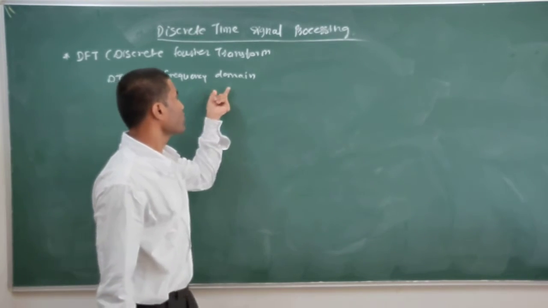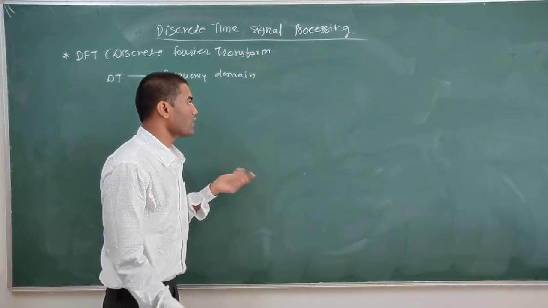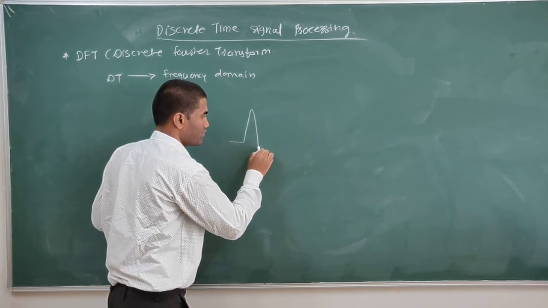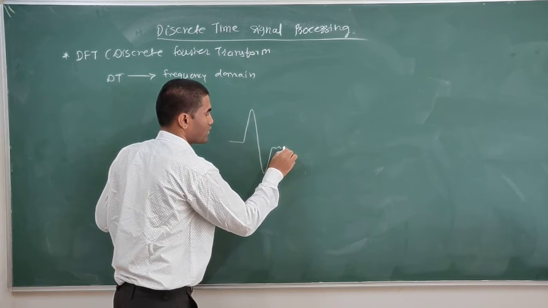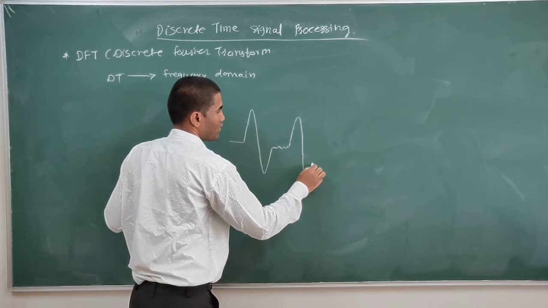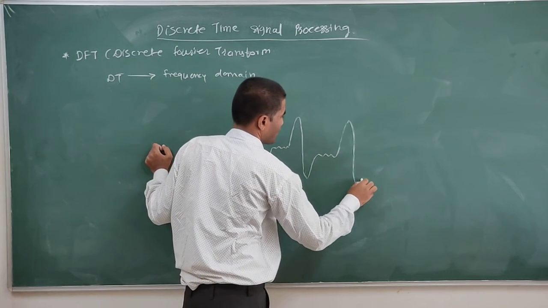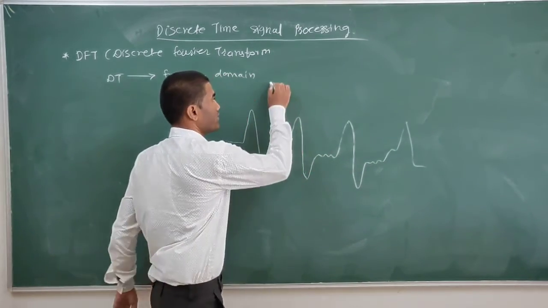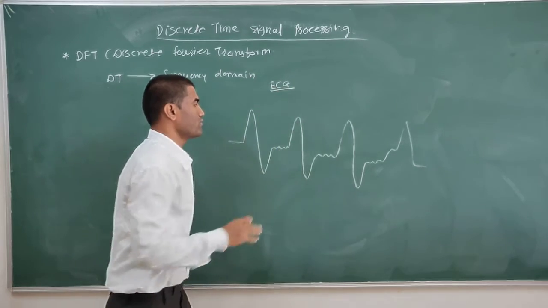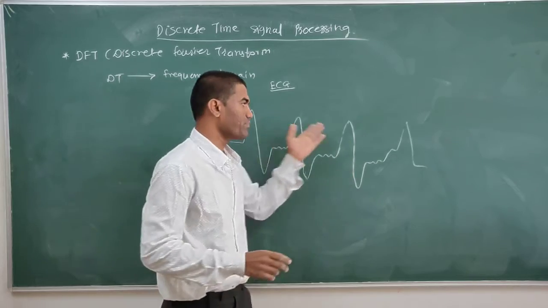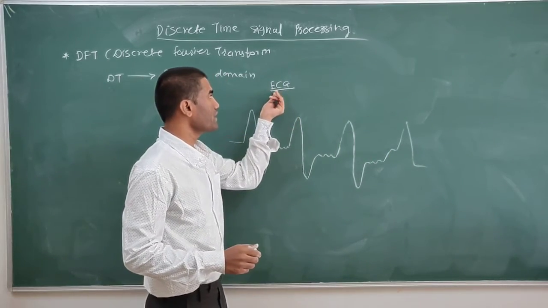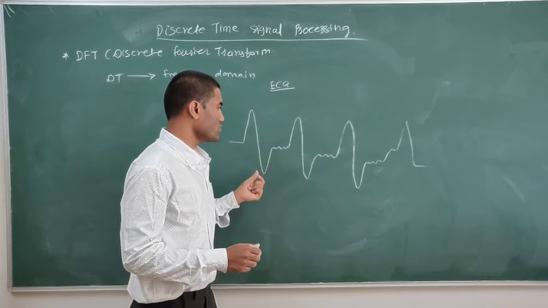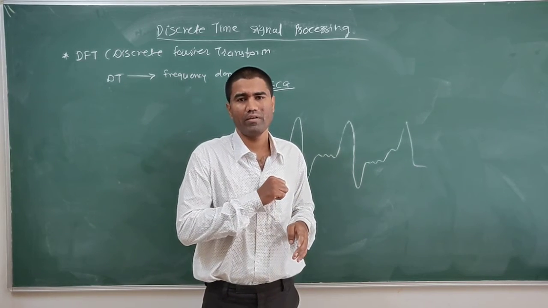So the discrete time signal is converted into the frequency domain. Why? Suppose I have this. This is some part called ECG. The signal might not be exactly correct, but similarly you will find the ECG signal. ECG, that is electrocardiogram. We use this signal for monitoring my heart activity.